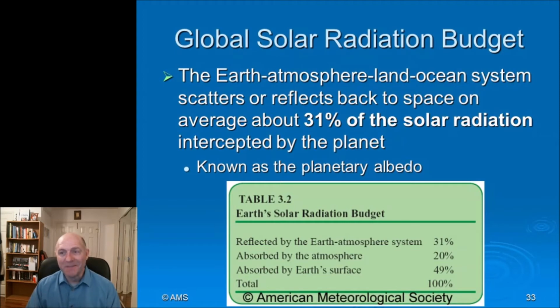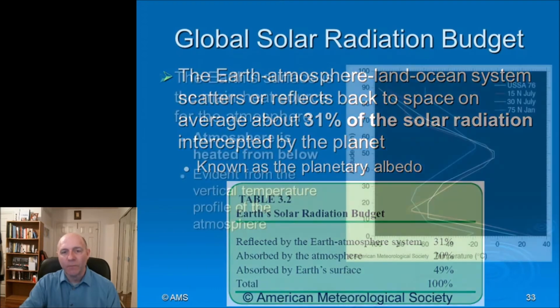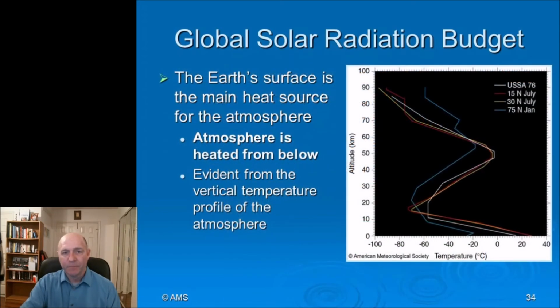As you might guess, polar ice caps are very highly reflective. Things like the Amazon forest are very low reflective. So for the whole system, we look at about 31%. Half of that is absorbed by the Earth's surface, okay? But 20% is actually absorbed by the atmosphere. Again, not every wavelength is absorbed in the atmosphere.